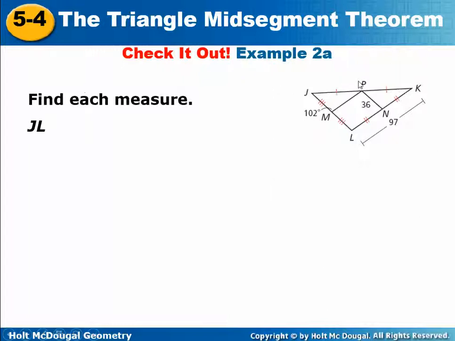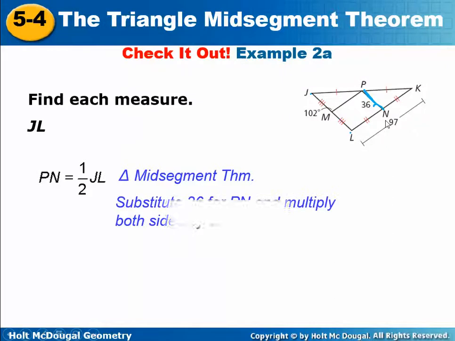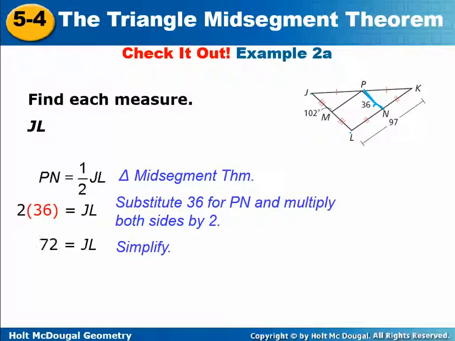Now they want us to find the measure of JL. Here's J, here's L. The measure of that whole segment, look at, here's the midsegment. They're giving us that the midsegment is 36. That's half of the side that it's parallel to. So 36 is half of JL. In other words, if you take 2 times 36, you'll get that one's length, which is 72.